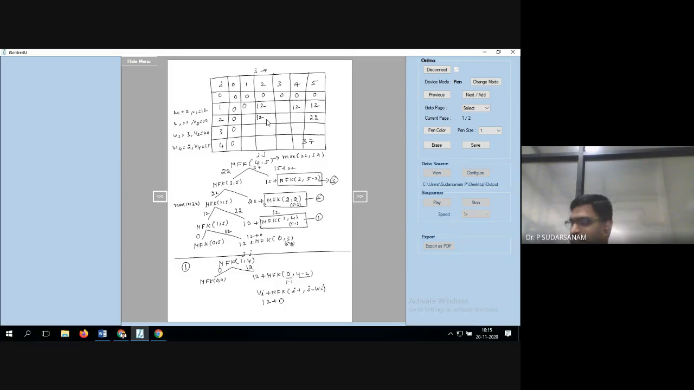The memory function, the recursion, it will stop in between. I'll finish and come. You can. Done.